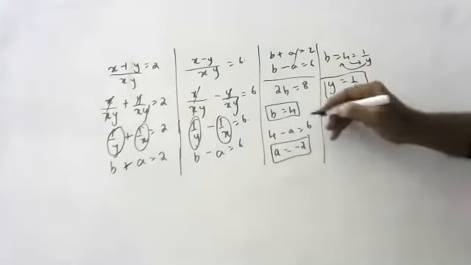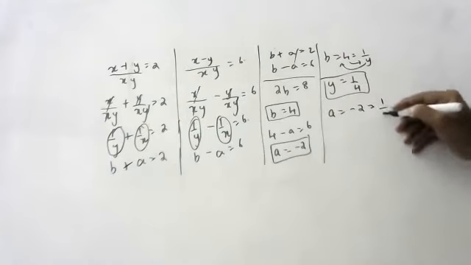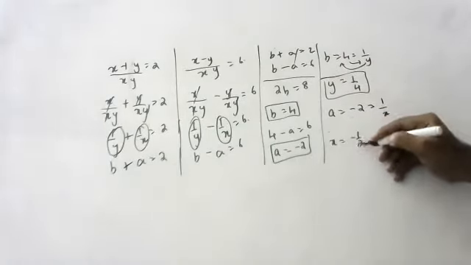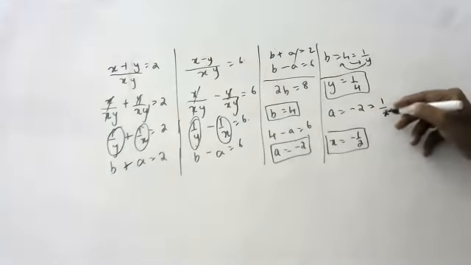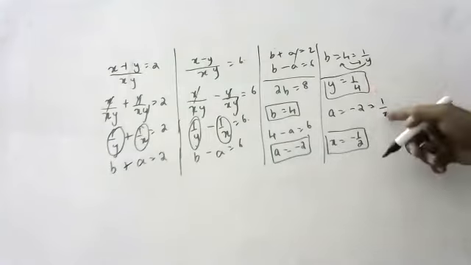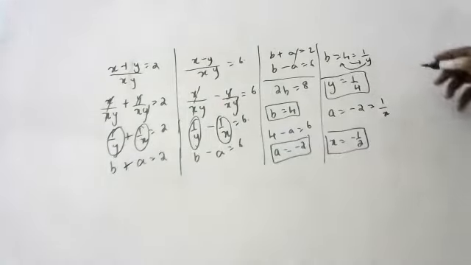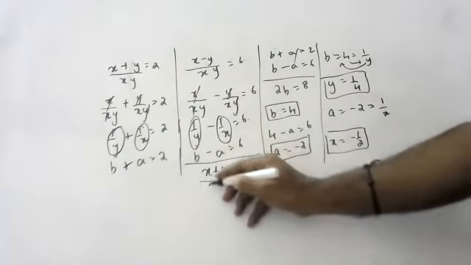Those who didn't understand, again: a is equal to what? Minus 2. What is a? 1 by x. Reverse this, and it will become x is equal to minus 1 by 2. Here you should be careful, children. Many will write x is equal to minus 2. Don't write that. If you reverse this, this also becomes reversed. Be careful, children.